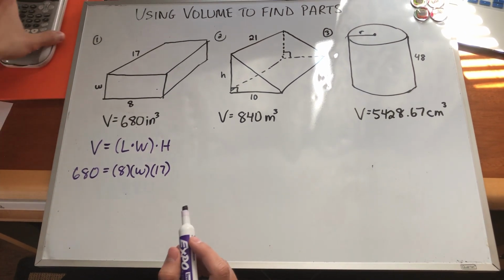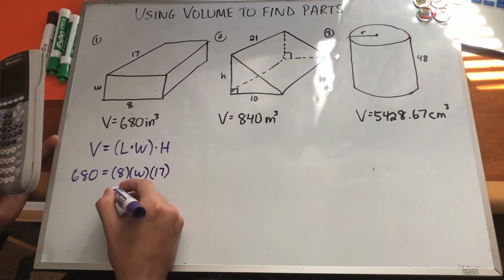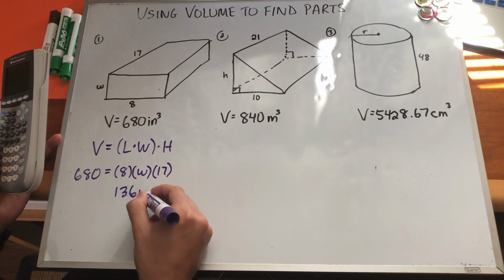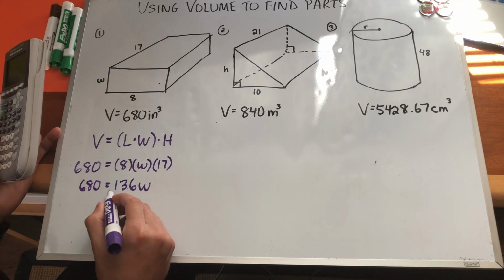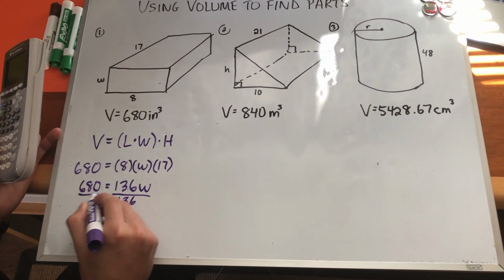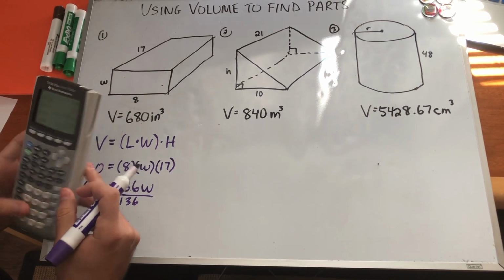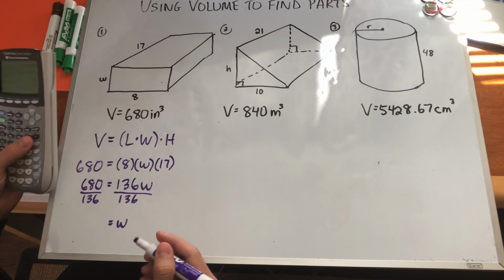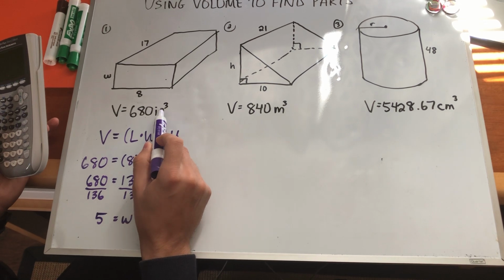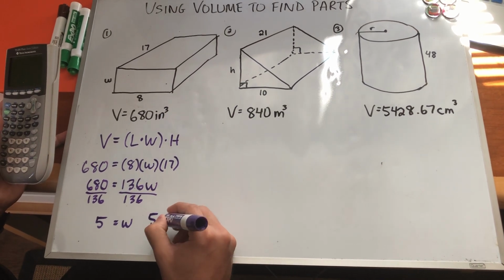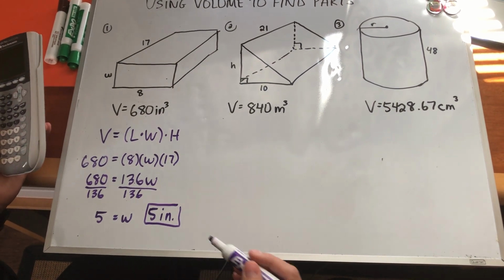So 8 times 17, take your calculator, you get 136. So 136W equals the 680. And then you guys should all know you should be dividing by the 136 to get the W by itself. And you get the W to be, again, use your calculator, 5. And again, you need units. Since the volume was inches cubed, your answer is going to be 5 inches. Okay, again, you're just using the formula, but in a different way.